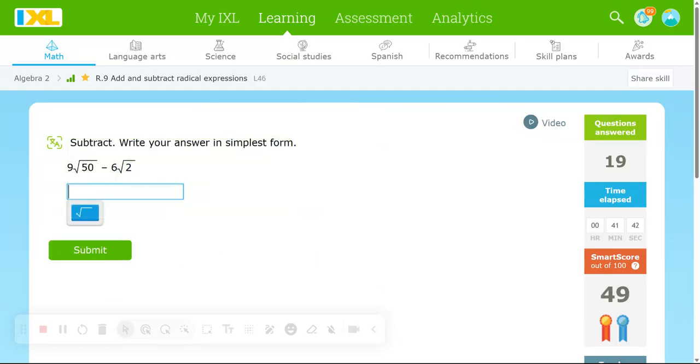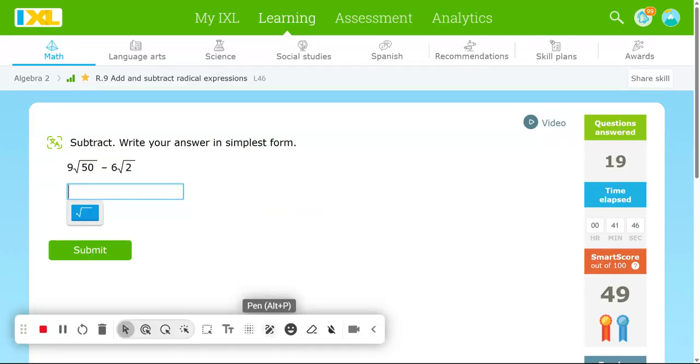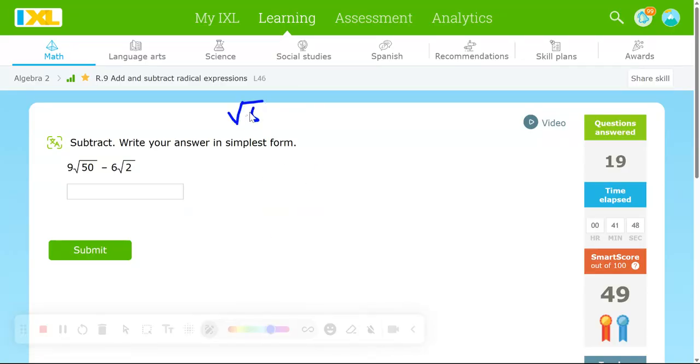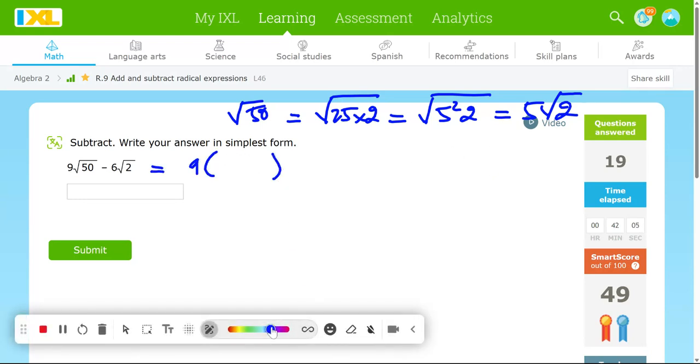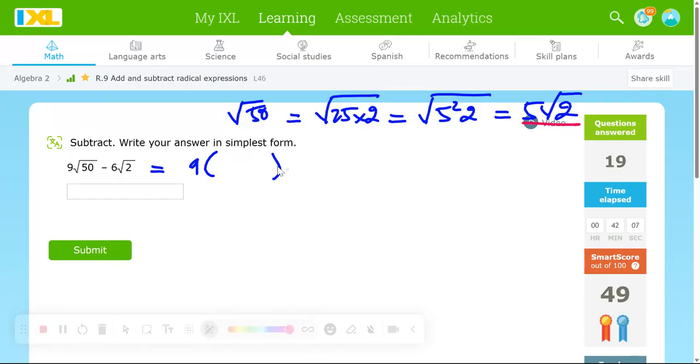Okay, let's do one more. Square root of 50. Square root of 50 is that 25 times 2? We need the perfect square. 25 is 5 square times 2. So now you move out number 5. So number 2 is still inside. So now we put it in 9 square root of 50. But instead of square root of 50, I put 5 square root of 2.